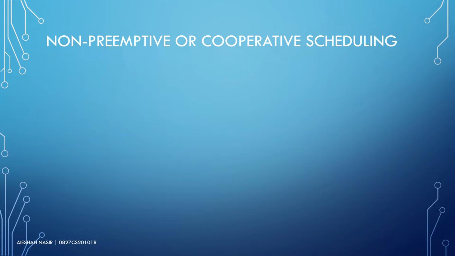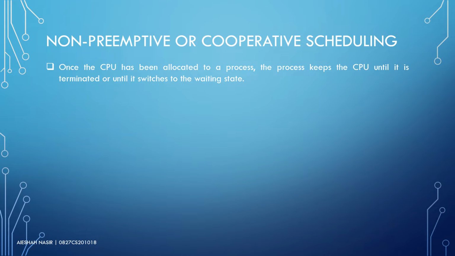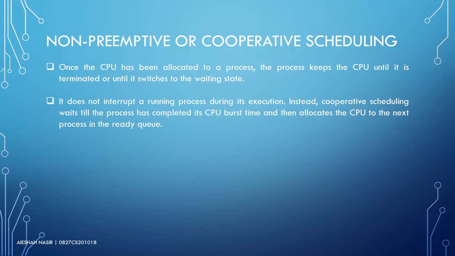Let us first learn about non-preemptive or cooperative scheduling. In this scheduling, once the CPU has been allocated to a process, it will hold the CPU until it gets terminated or until it switches its state to waiting. As the name suggests, this type of scheduling does not cause any interrupt during the execution of a running process. Instead, the CPU is allocated to the next process in the ready queue only once the currently running process has completed its CPU burst time. What is the CPU burst time? It is the total time required by a process to complete its execution.